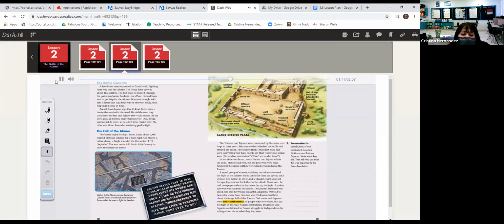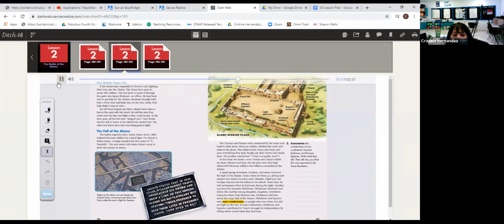That's crazy. About 600 Mexican soldiers were killed or wounded at the Alamo. So then the battle raged on, Santa Anna chose 1,400 people. So 1,400 people passed away during that war. Plus, I guess the other 600. So 2,000 people passed away in those 2 hours.